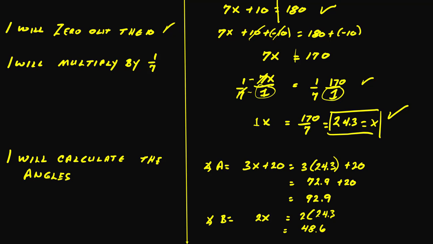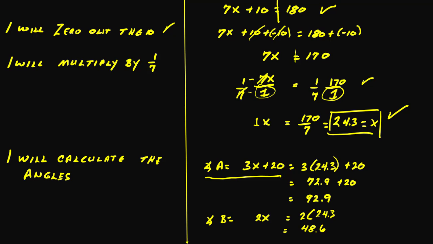Okay, so the problem here didn't ask for x. That's just an intermediate value. What it asked for was what are the measures of the angles inside that triangle. So now I'm going to calculate the angles. I'm going to use that value of x and substitute it back in for the equations for each of the angles.